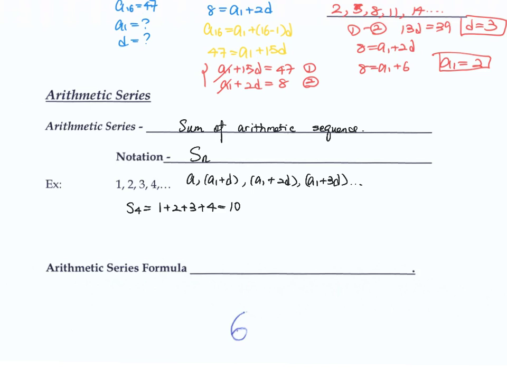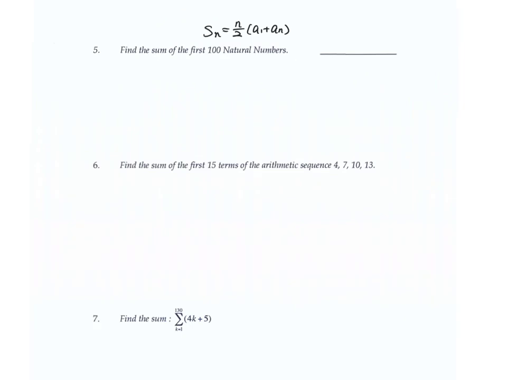And my formula should be n over 2 times (A1 plus An). I think you have probably heard of the Gauss story, about how Gauss came up with this. If not, just Google it. It's quite a fun story. So here you go. Find the sum.